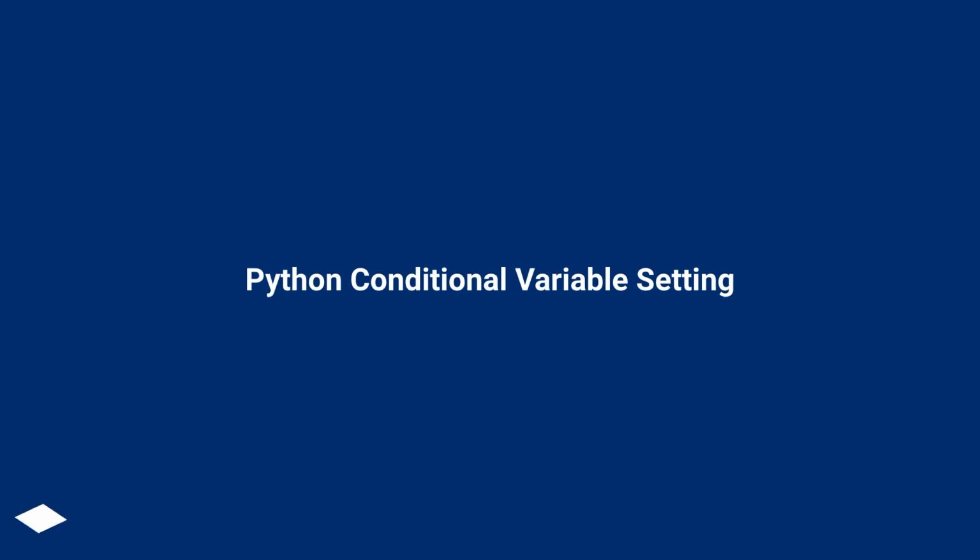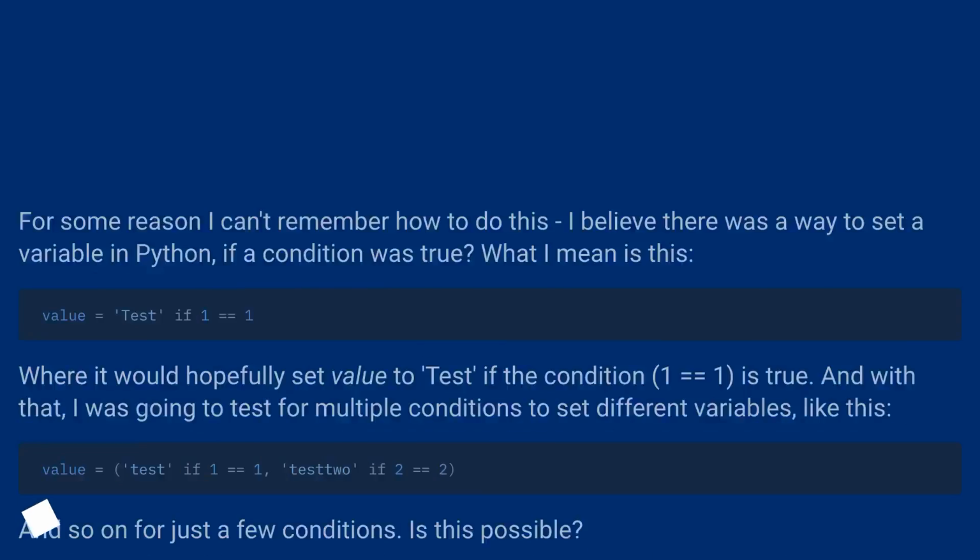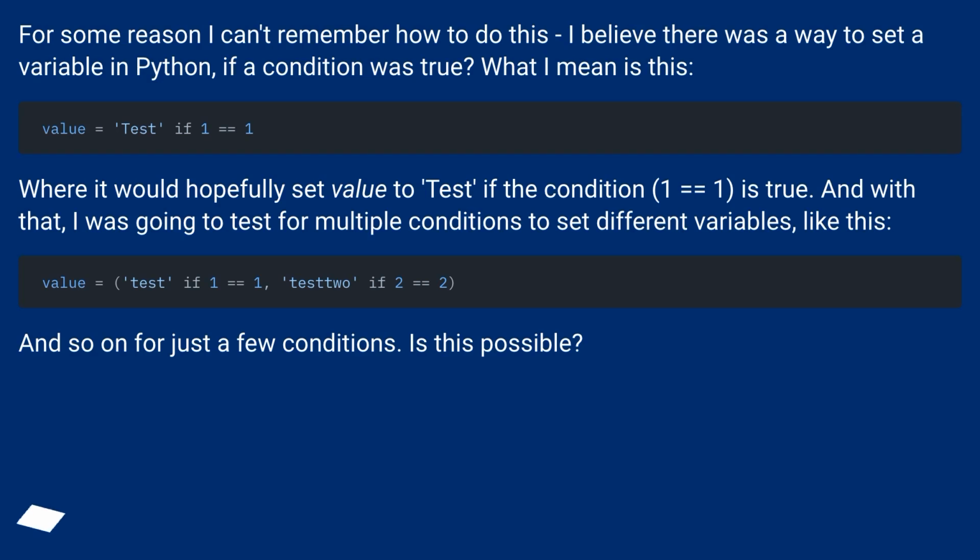Python conditional variable setting. For some reason I can't remember how to do this. I believe there was a way to set a variable in Python if a condition was true. What I mean is this, where it would hopefully set value to test if the condition, 1 = 1, is true.